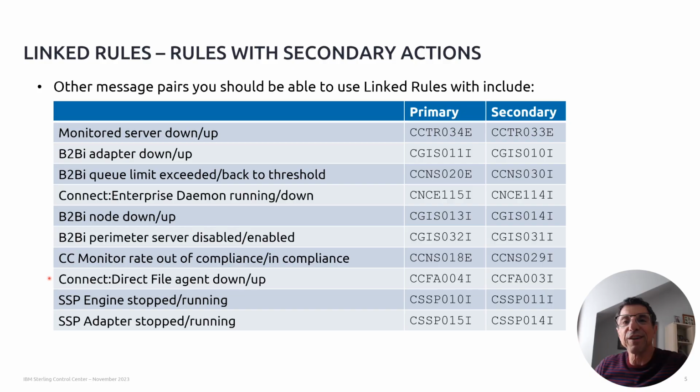I'm skipping this one. I'll come back to it. The Connect Direct File Agent down and up. SSP, Sterling Secure Proxy, the engine stopped or it came back. Or the adapter stopped or it came back. This one, the Control Center monitor rate out of compliance, back in compliance. Sometimes when there are performance issues in Control Center and it's unable to monitor your servers at the proper rate, there are events generated for that you can watch for, and you could use these in a linked rule.